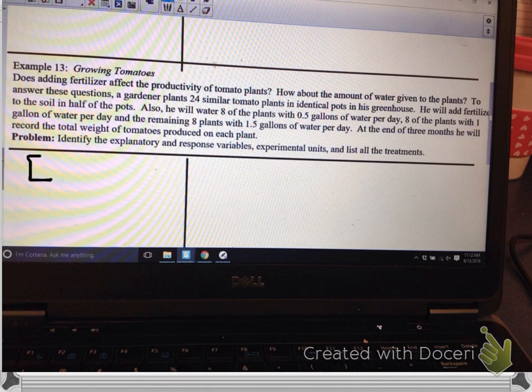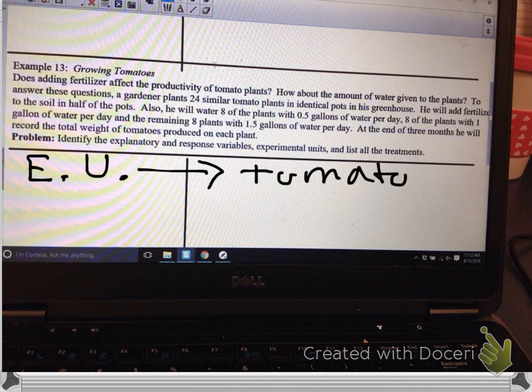Let's start with experimental units, EU. The experimental units is what's happening. So we're looking at tomato plants. Right, and I'm running out of room there. I'm sorry, okay? Next, we want to talk about the explanatory variable, also known as the factors.